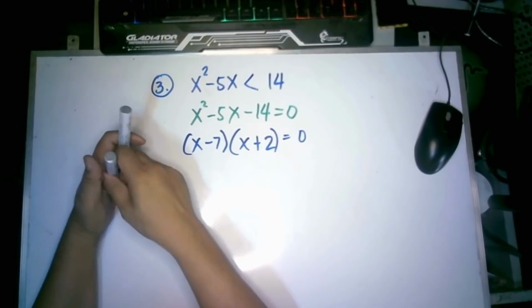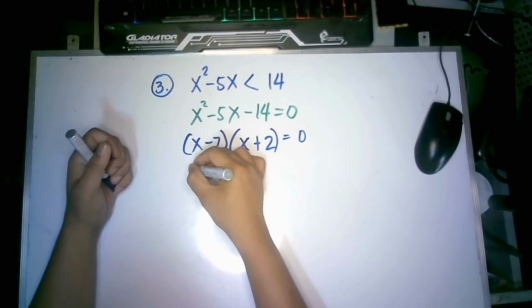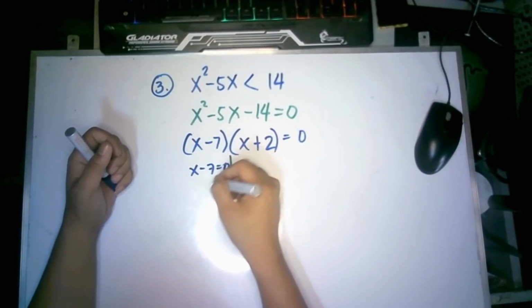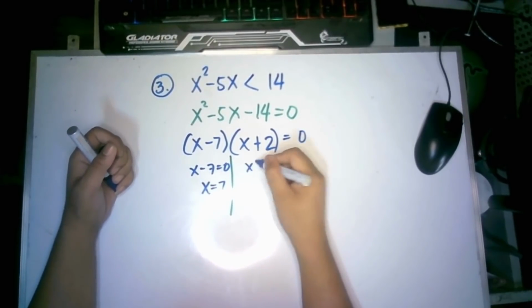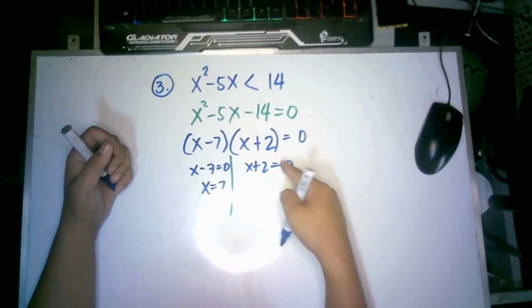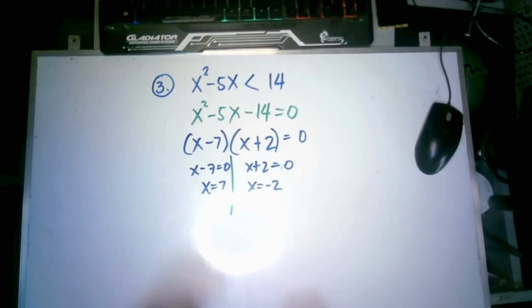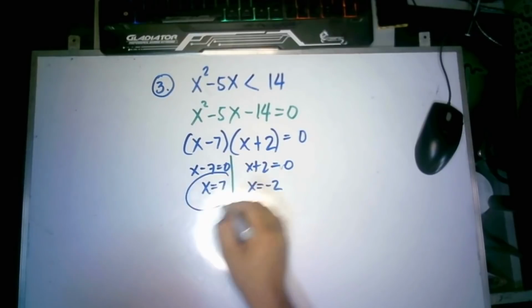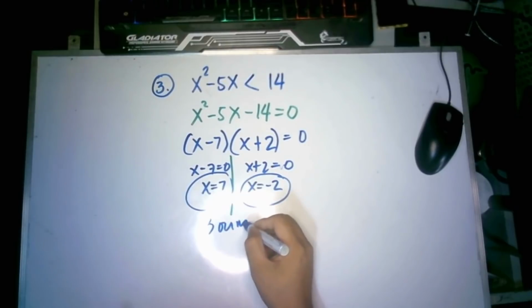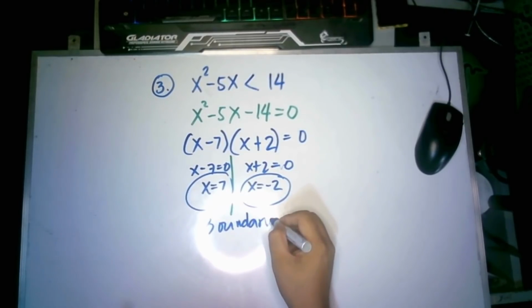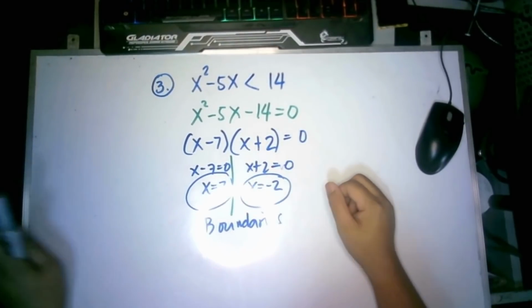Anyway, so ang next is naay duha ka value sa x. It will become x minus 7 equals 0. So therefore x is equals to positive 7. And the other one is x plus 2 equals 0. Therefore, ang x will be equal to negative 2. So we have now the two boundaries. Kung itawag ito na siya boundary between the outer and the inner values.